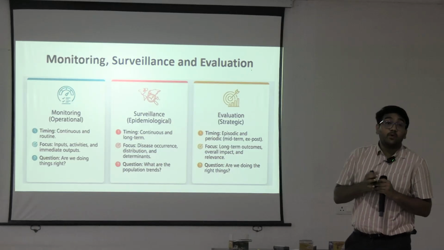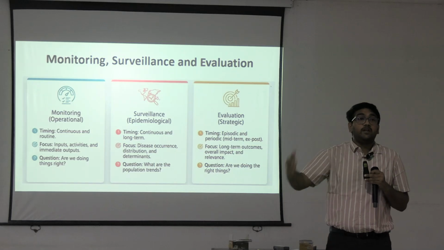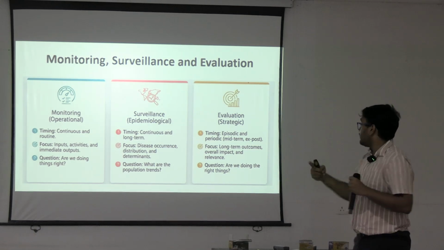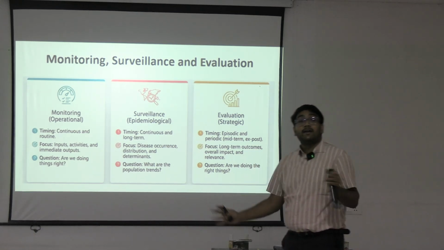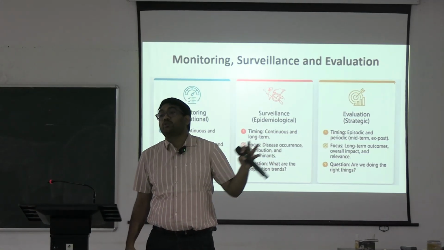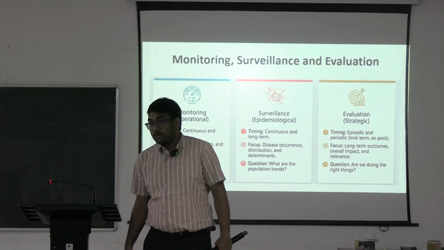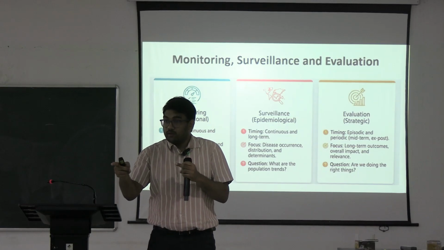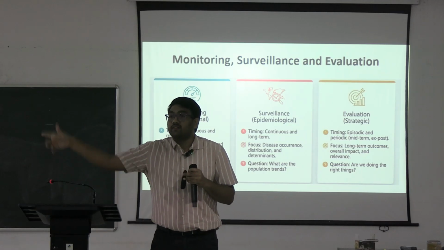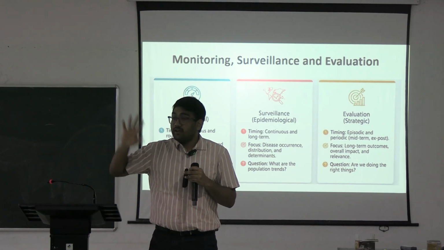Evaluation, as I was saying, is episodic or periodic. It occurs at specific intervals, in episodes or at periodic intervals. Its focus is long-term outcomes, or overall impact and relevance. So if you are having the immunization program from, say, 1980 to 2025, what has it done to the under 5 mortality rates? It's not a direct output, but based on the outputs there will be results. The outputs will be this number of vaccinations done, these many villages covered, these many blocks covered.